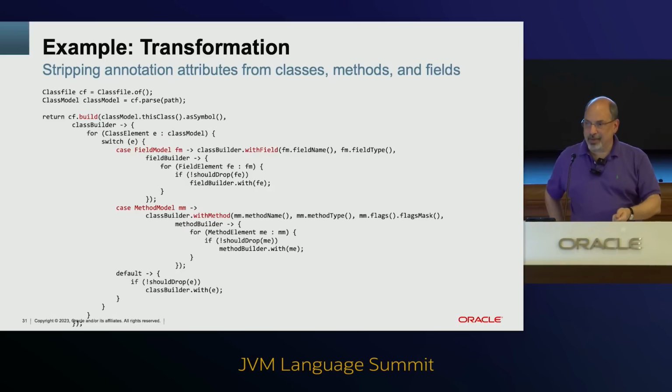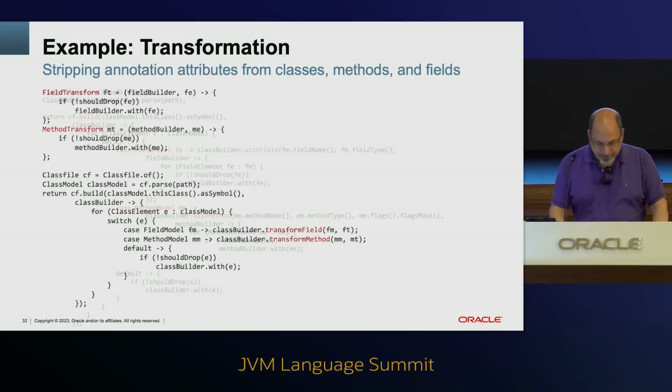And I do the same thing with methods. I say, OK, you're a method. Great. Let's add a method to the class file. Let's iterate the elements of the original methods. Those are method elements. Look to see if you should drop it. If it's not one you drop, you hand it to the method builder. And OK, that is straightforward enough. But there's an awful lot of duplicated code there.